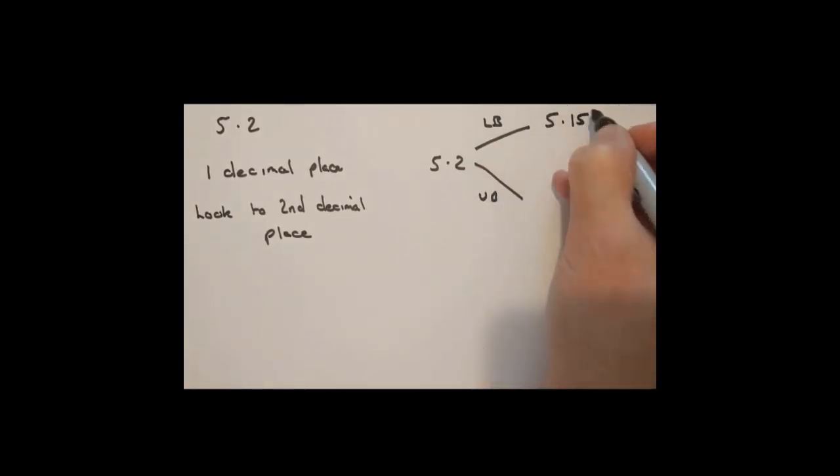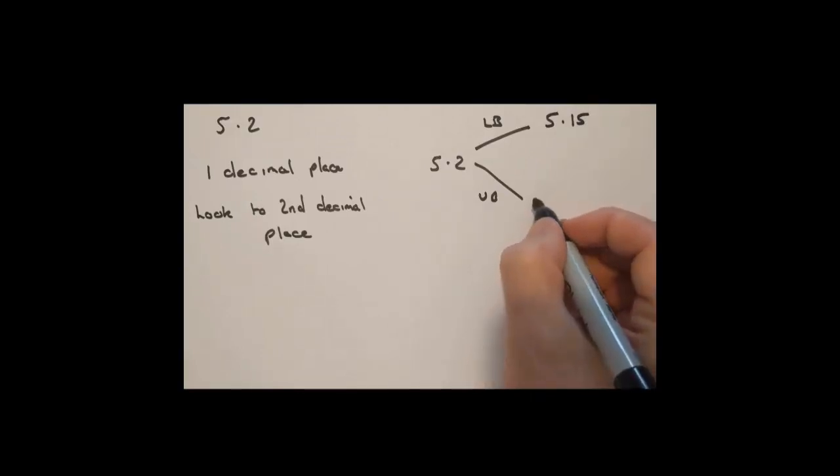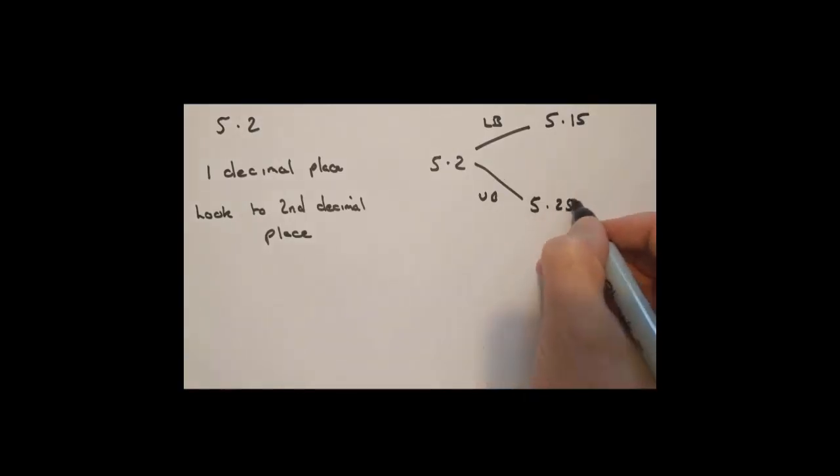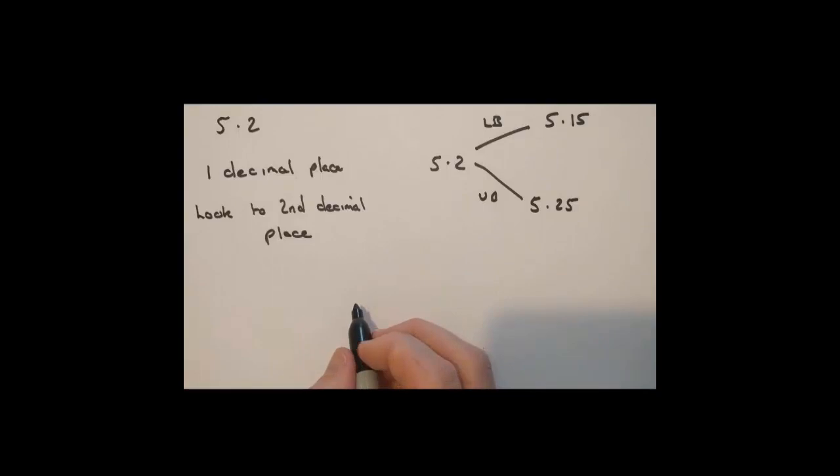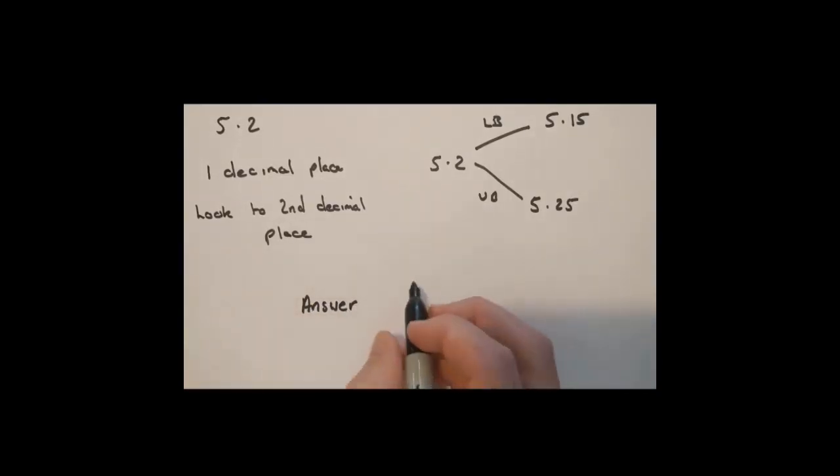So for the lower boundary, that is 5.15, and for the upper boundary, that's 5.25. And this gives us our range of numbers. So y is greater than or equal to 5.15 and less than 5.25.